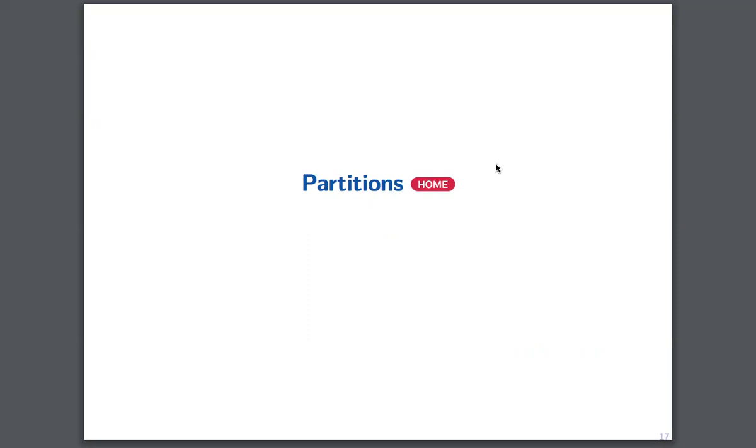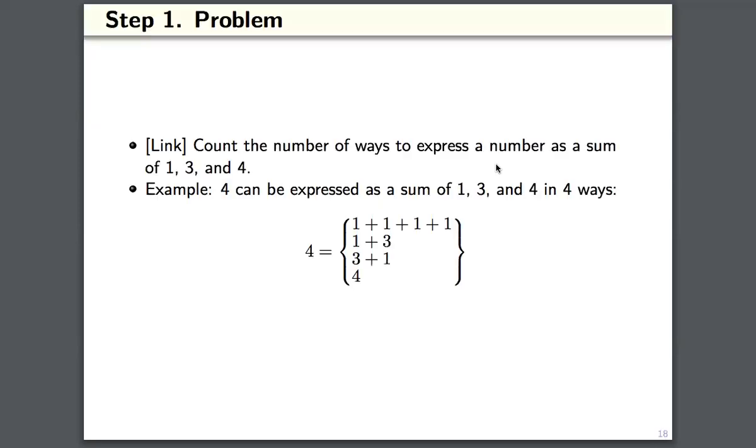There is a mistake here. This shouldn't be called partitions. We should call it compositions. Just replace this word by compositions. Now, what is the problem? Count the number of ways to express a number as a sum of 1, 3, and 4. You're given a natural number N greater than or equal to 1. Your aim is to express n as a sum of 1, 3, and 4.